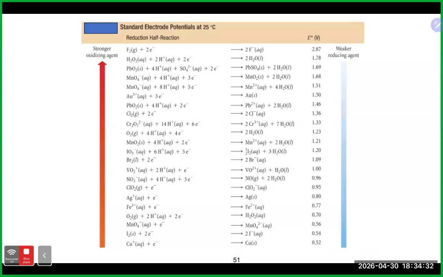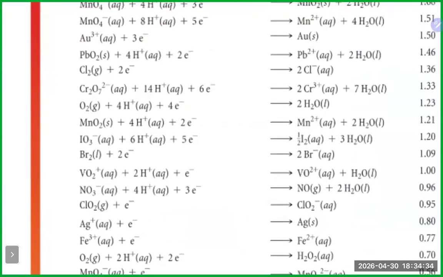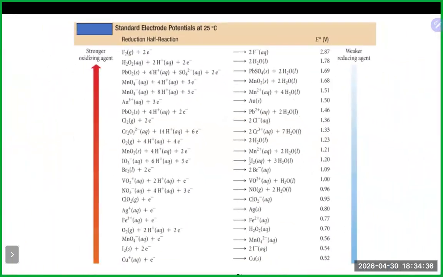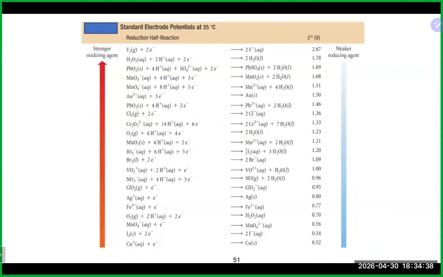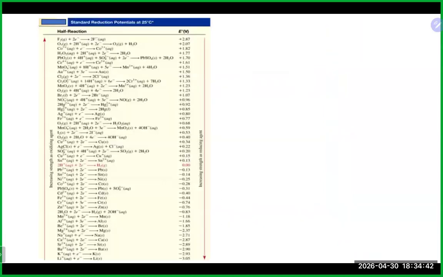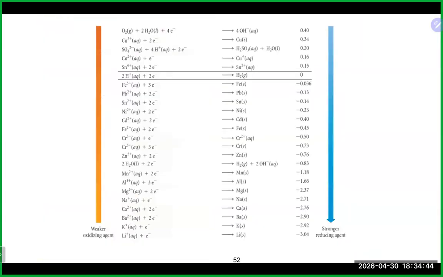All right, so again, same idea. You could look here and you can see everybody is written as a reduction. So once again, if you had to do it, you would have to change it. So if you take it from this table or an SRP table, don't change the sign if you subtract. Once again, change the sign if you add.